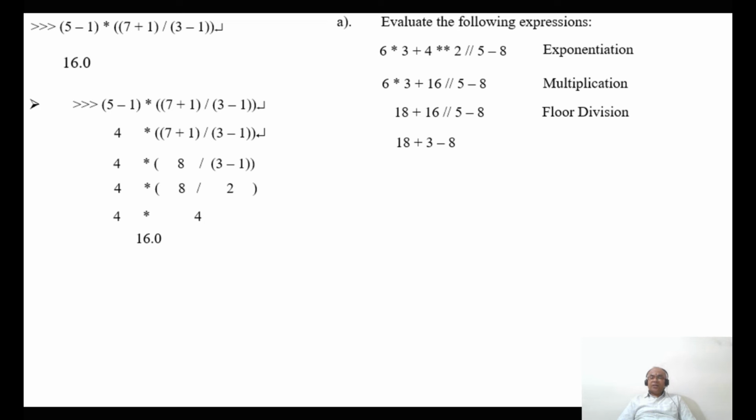Then you have plus and minus, both with the same precedence. Since both have the same precedence, it starts from the left and comes to the right. So 18 plus 3 becomes 21 minus 8. That means you get the addition first. So 21 minus 8. After that, since you have only one operator, which is minus, the subtraction 21 minus 8 is equal to 13. So this is how you evaluate the expression.